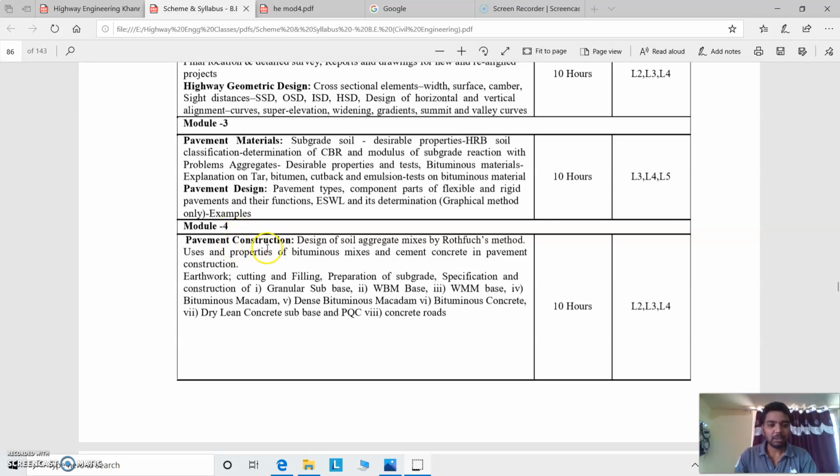In this pavement construction there will again be two bits, as you all know: the design of soil aggregate mixes by Rutherford method and the uses and properties of bituminous mixes and cement concrete pavement in constructions. This is one bit of your fourth module, and the remaining will be from earthwork in cutting and filling, preparation of subgrade, specification and construction. The remaining part will be your second bit.